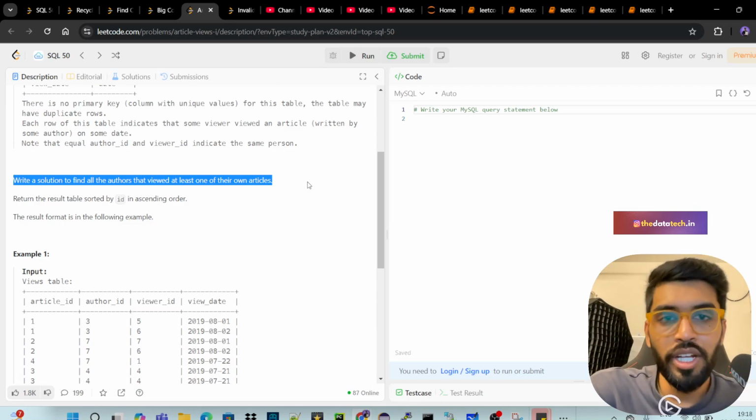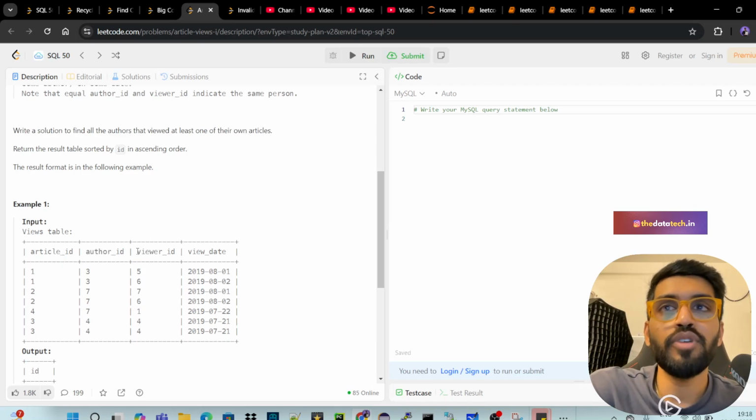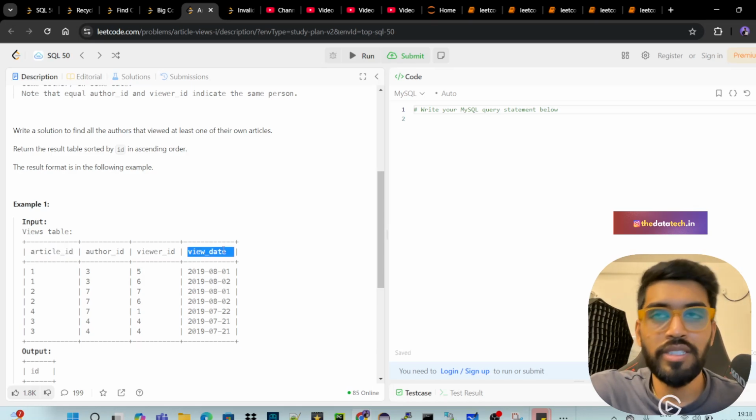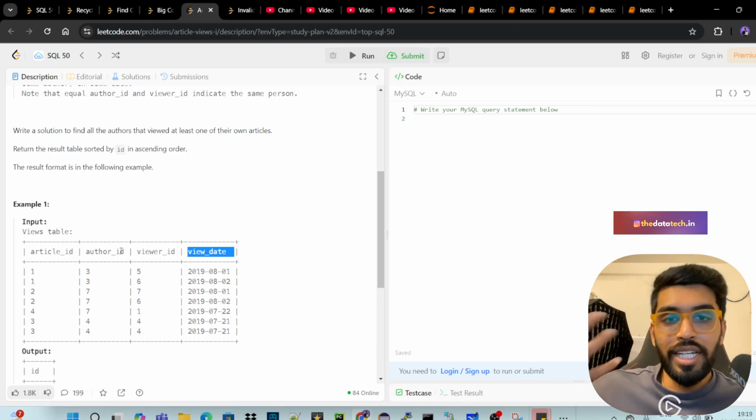So if you are an author and you are reading your own book, I maintain an entry: article ID, author ID, viewer ID, and view date. Here the article ID and view date are not required. This is just for confusing you. So they are expecting us to print the ID of the author who is actually reading his own book.